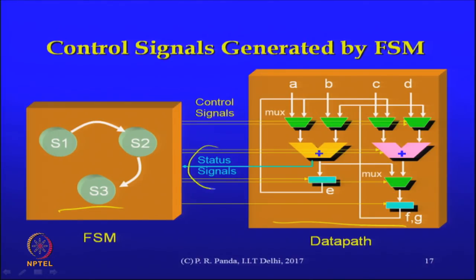Then let us get back to the status signal. When is this useful? It was not useful in this particular example we had. But when will it be useful? If one operation takes more than one clock cycle. If an operation takes more than one clock cycle, what kind of status signal is useful? Then we would need to tell the FSM when to switch to the next stage.